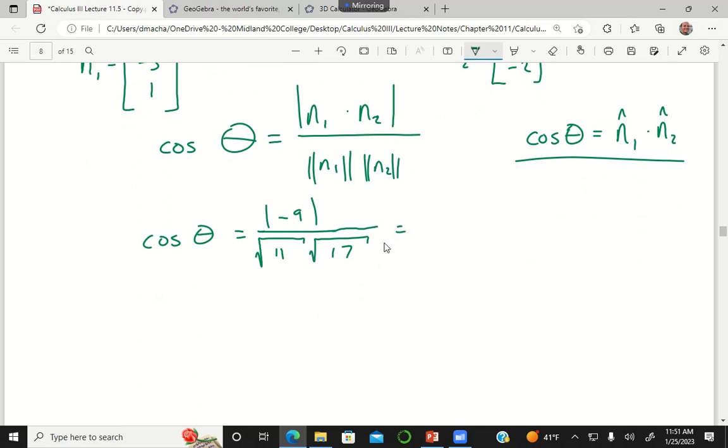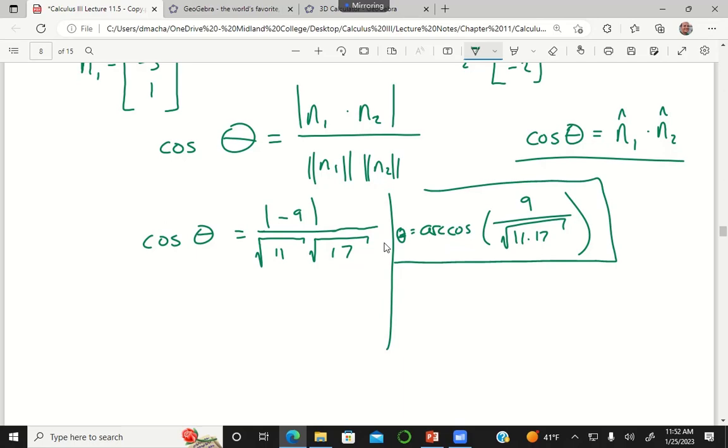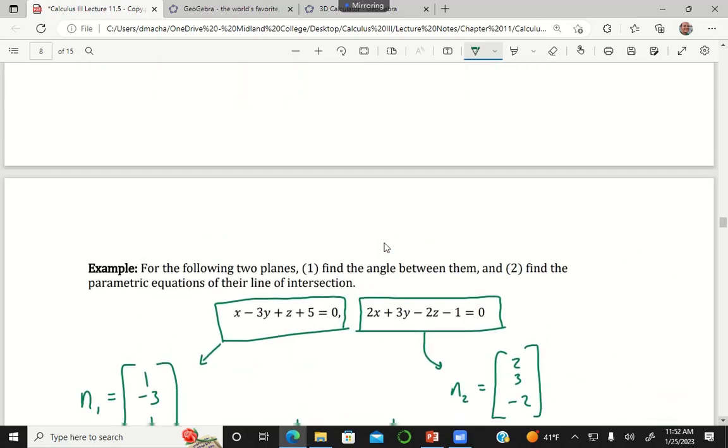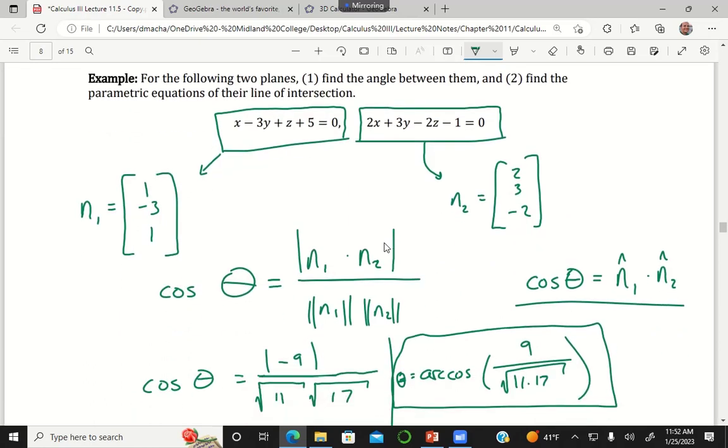So anyways, this angle is going to be the arc cosine of 9 over the square root of 11 times 17, which you could do in your calculator and you would eventually find it. There we go. That's how you would find the angle between these two planes. You just find the normal vectors and then find the angle between the normal vectors, which we've done before. What I haven't done is find the parametric equations of their line of intersection.